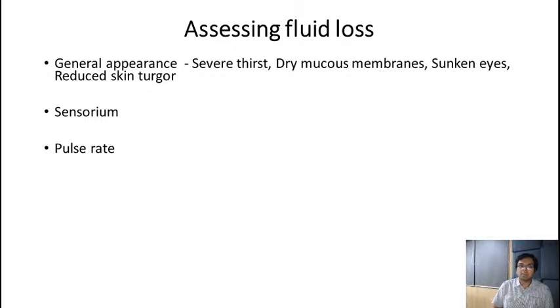The pulse rate of the patient, whether the patient is tachycardic, bradycardic. The blood pressure of the patient, which usually in cases of hypovolemia falls. The urine output of the patient, which is a marker of renal perfusion, and the hematocrit.